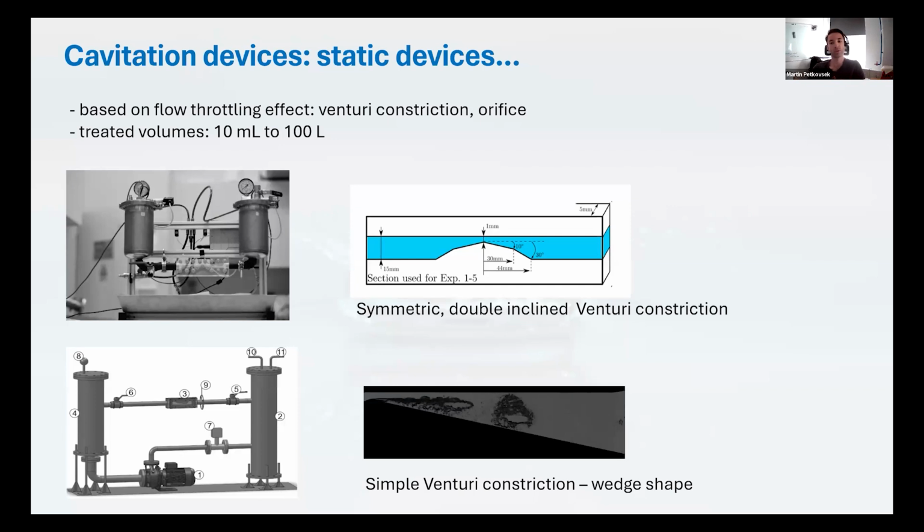So all of our investigations are made on cavitation devices that we designed and made by ourselves within our department. And for various purposes, we designed cavitation devices where we can treat sample volumes from 10 milliliters to 100 liter. We usually divide them into static devices, which are designed in a way that the liquid is pushed through the constriction, usually through simple Venturi constriction or an orifice plate.